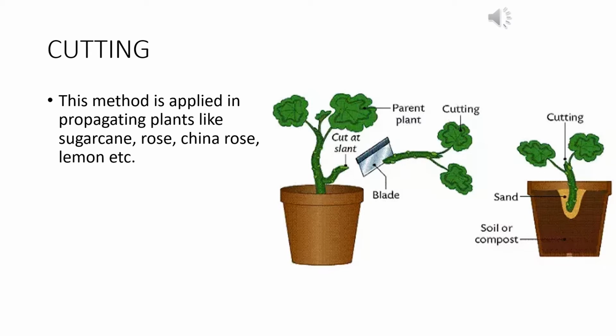The first method of artificial vegetative propagation is called cutting. This method is applied in propagating plants like sugarcane, rose, China rose, lemon, etc. In this method, the stem is cut into small pieces. As we can see in the picture, with a blade, the parent plant is cut into small pieces, and each part should bear an axillary bud. Then the cut ends are planted in moist soil, and after a few days they will strike roots and that part will grow as an individual plant. This process is known as cutting.